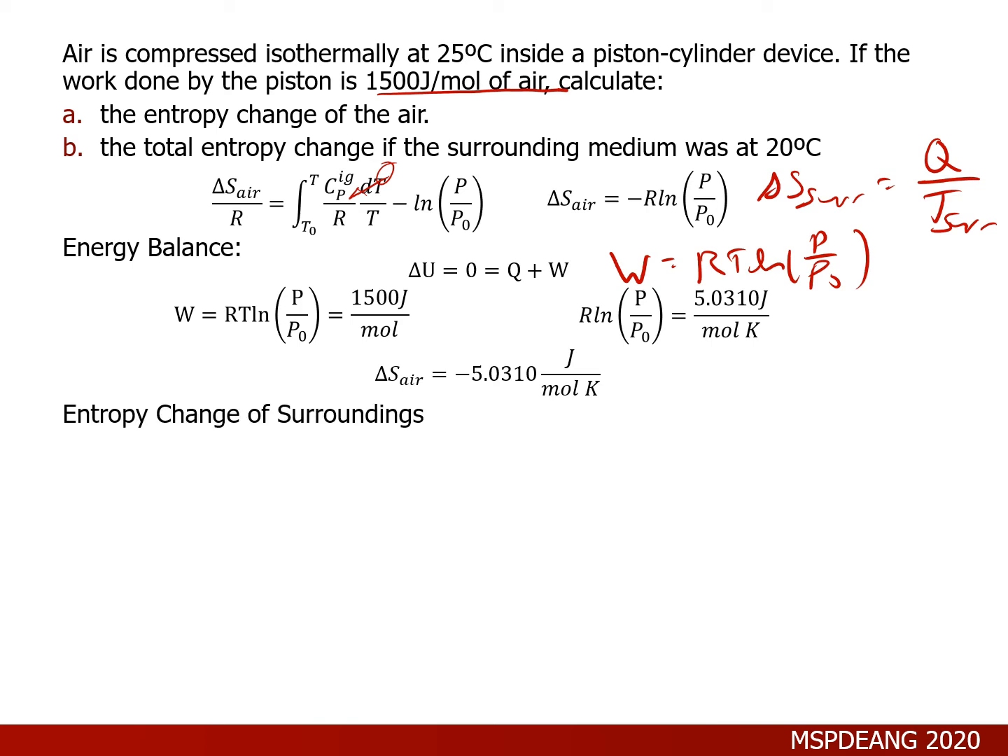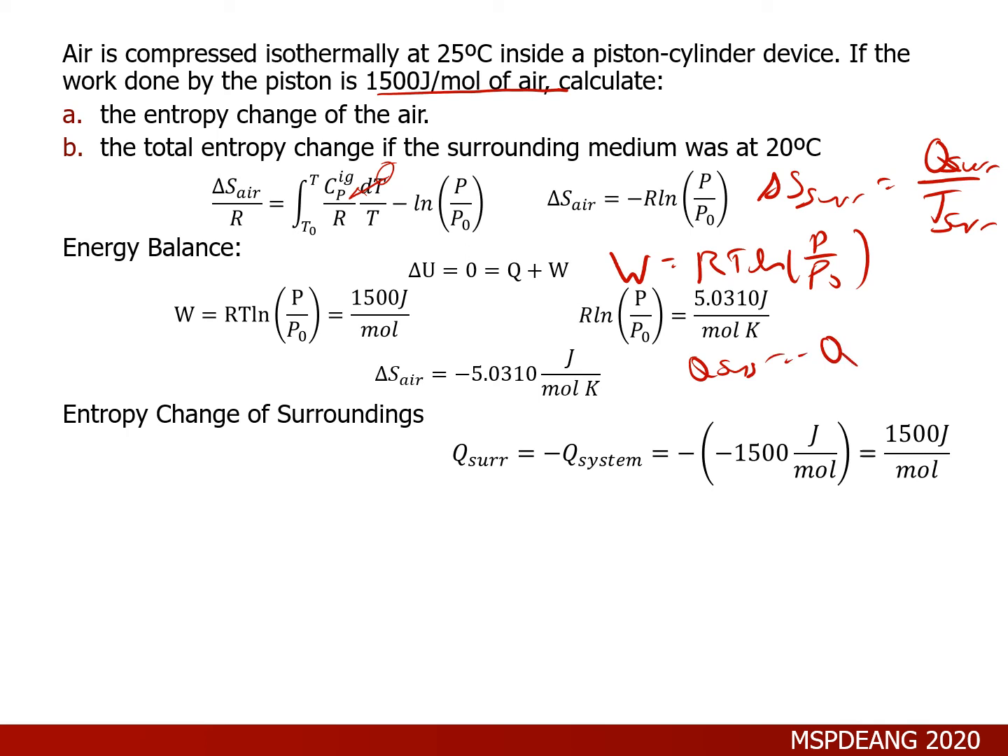So the entropy change of the surroundings is equal to Q over T surroundings, but not just Q, it should be Q of the surroundings. Okay. And the heat of the surroundings is equal to negative Q of the system. Now, Q of the system is equal to negative work. So the Q of the system is negative 1500, and therefore the Q of the surroundings is 1500 joules per mole.